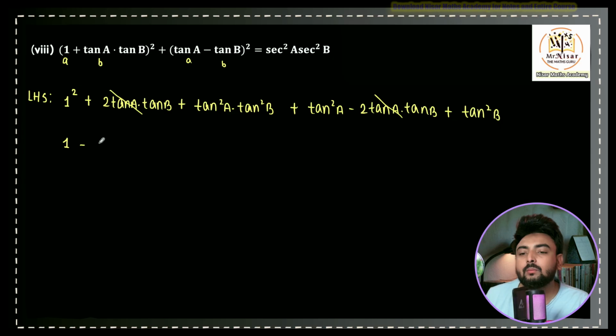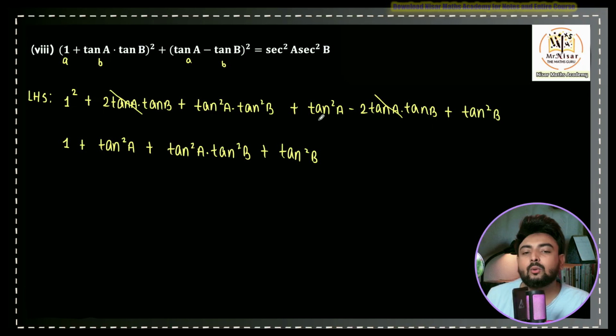We are left with 1 plus tan square A. I'll write this first, tan square A, then I'll write plus tan square A into tan square B plus tan square B. What I did, I wrote this first and then I have written the remaining part. Why did I do it this way? Because I am able to see, children, here I can take tan square B common, and here I'll take 1 as common.